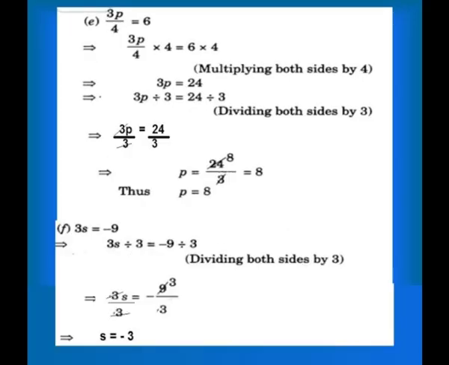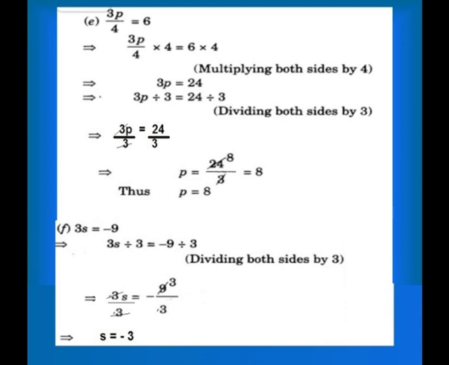E subdivision, 3p by 4 is equal to 6. Firstly, we are multiplying 4 on both sides. In LHS, 4 and 4 will be getting cancelled and it becomes 3p. Our RHS is 6 into 4, that is 24. Now our equation is 3p is equal to 24. Again we have to divide with 3 on both the sides. We got 3p divided by 3, which is equal to 24 divided by 3.